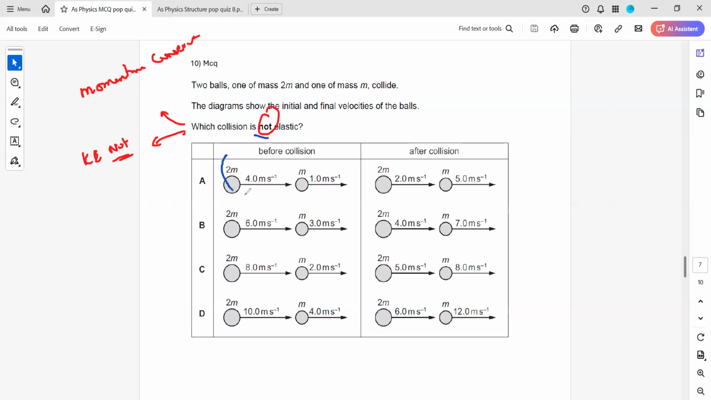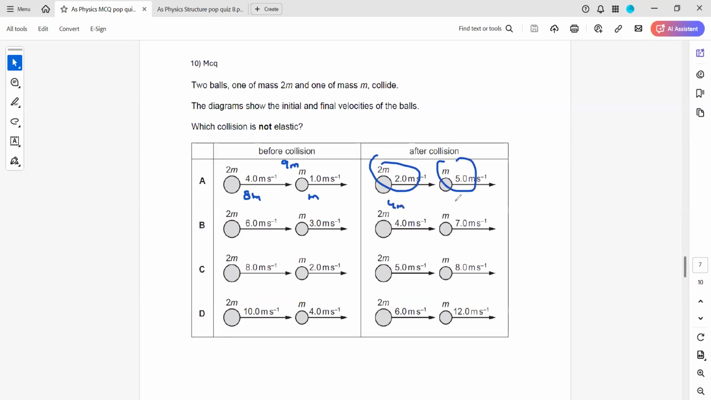So what is the momentum here? Before, 2m times 4, so it is 8m, and this is m. So what is the total? Because they are in the same direction, before is 9m. What about this? This is 4m and this is 5m. So the total momentum before and after is 9m. So momentum is conserved. Now check kinetic energy.